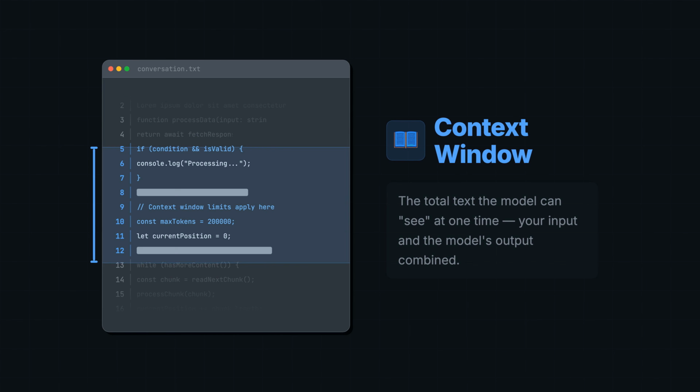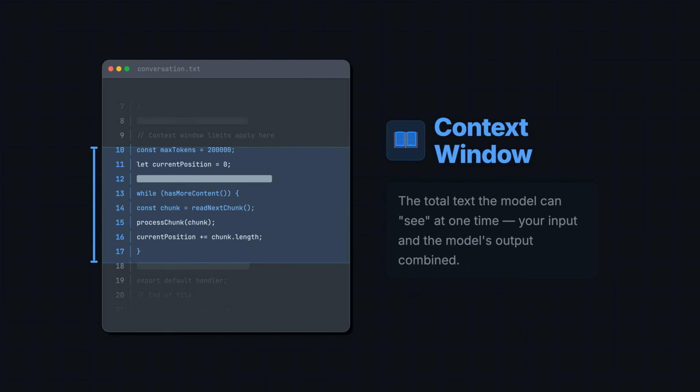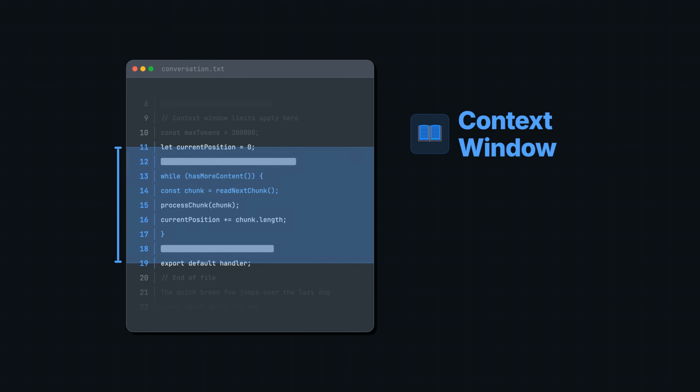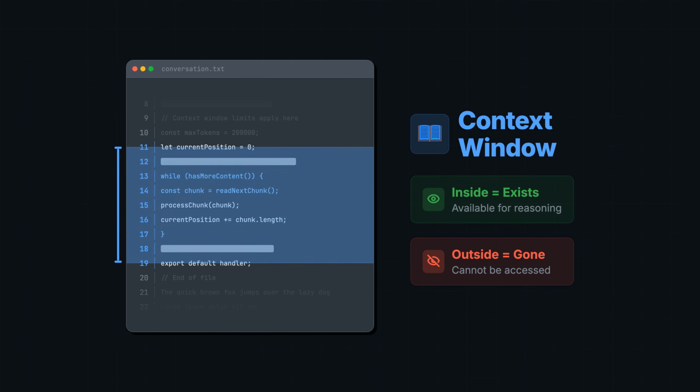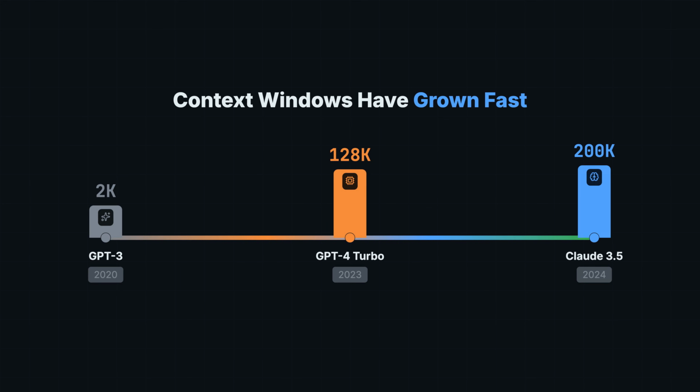The context window is the total text the model can see at one time, your input and the model's output combined. Think of it as working memory. Everything inside the window is available for reasoning. Everything outside doesn't exist. These have grown fast. 2,000 tokens was the original GPT-3 limit. Now 128K and 200K are common.